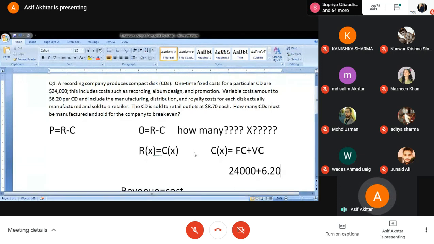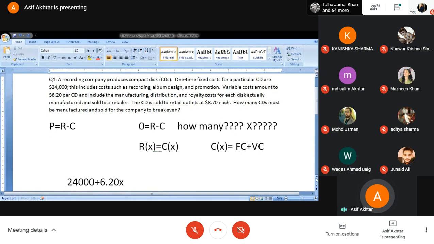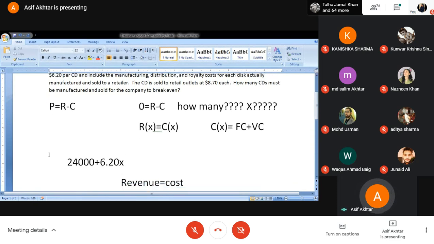So variable cost is 6.20 for 1 unit. We are looking for X units, so we have to multiply it with X. Finally, the equation is there in front of you: 24,000 plus 6.20x. This is the cost function that we have. I will keep this as it is.